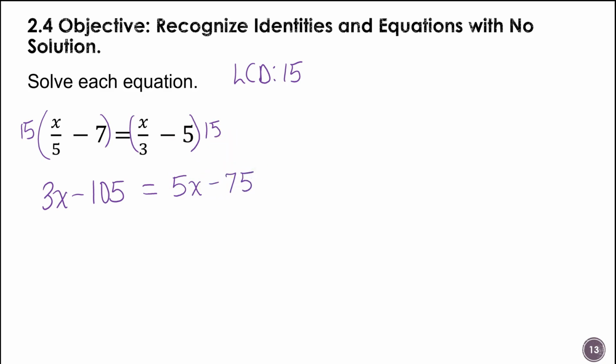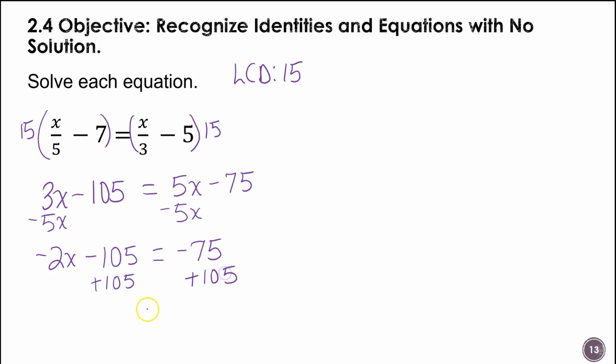And now it's just a matter of solving. So I'm going to subtract 5x on both sides. And then I will have negative 75 on the right. Add 105 to both sides so that I have variables on one side, numbers on the other. So that's going to equal 40. No, that's going to equal 30. And then divide by negative 2. And x equals negative 15.